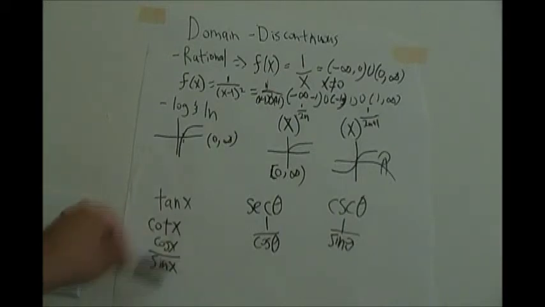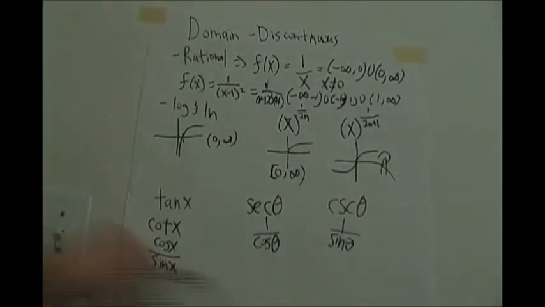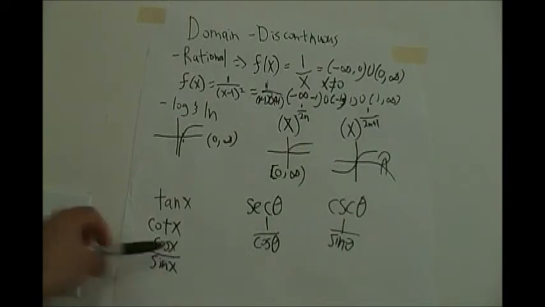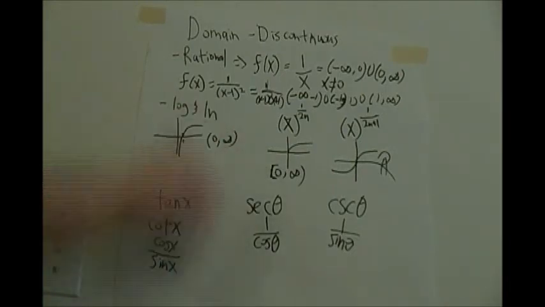Cotangent is going to be cosine over sine x. So you have to find where sine x is 0, and we know generally where that is. That's going to be 0 and pi. So from 0 to pi, you're going to have an asymptote. So you would say that the domain cannot include 0 to pi plus every 2 pi, so it kind of cycles around.